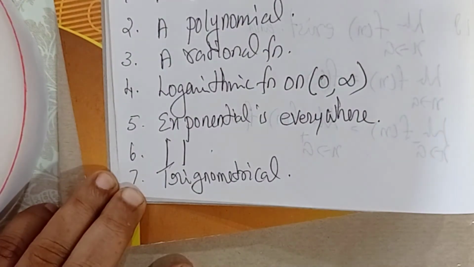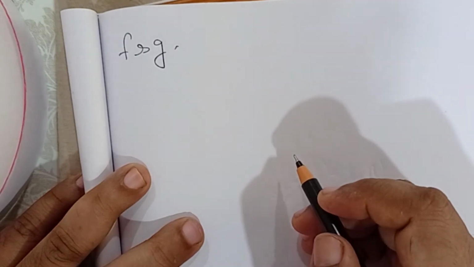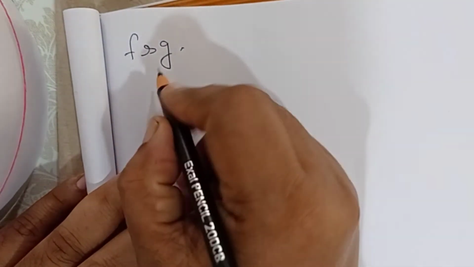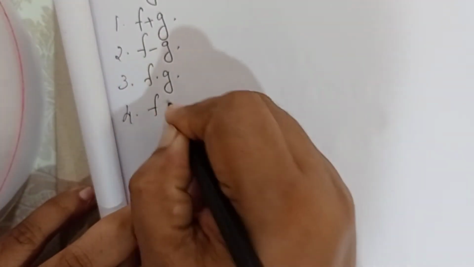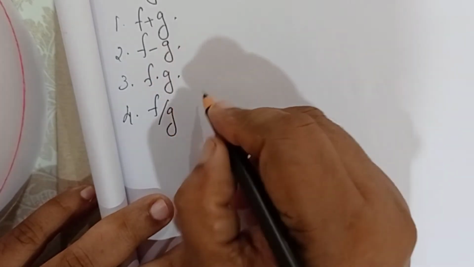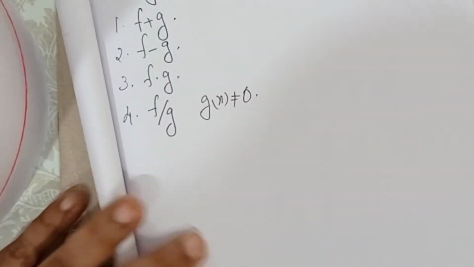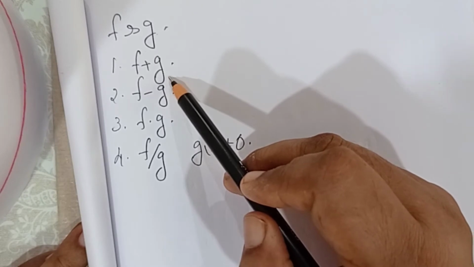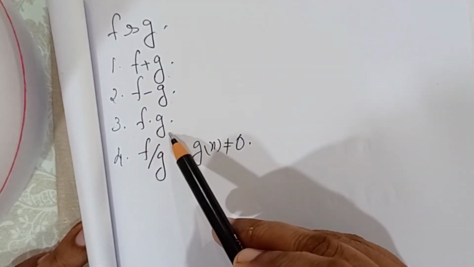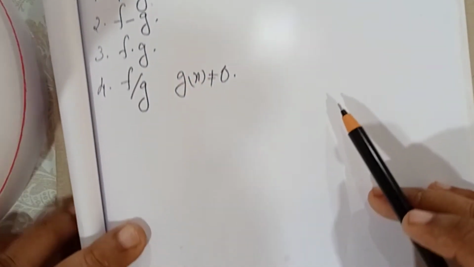Then write the second very important note. If f and g are any two continuous functions, then first, f plus g is continuous, second, f minus g is continuous, third, f into g is continuous, and the fourth operation, f by g, where g is not equal to 0, is also a continuous function.